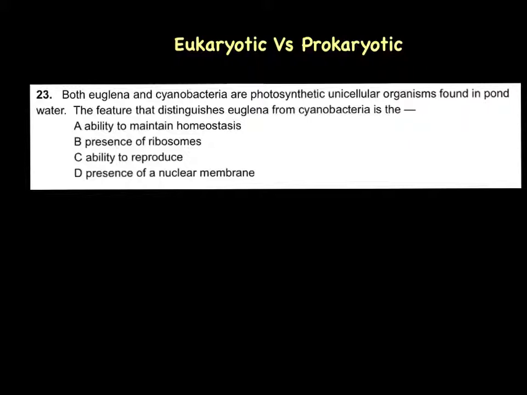This is a released test question from the Biology STAAR from 2013. Let's see what we have. We have two microorganisms: Euglena and cyanobacteria. Both are photosynthetic. Both can perform photosynthesis. They are single-cell organisms. They are in the same environment, in pond water. And the question is, what is the feature that distinguishes Euglena from cyanobacteria?